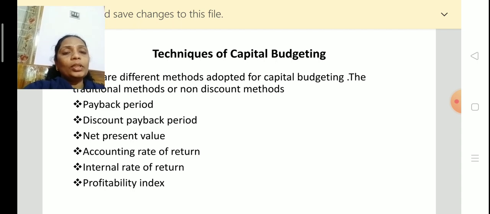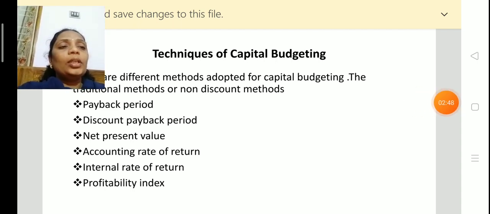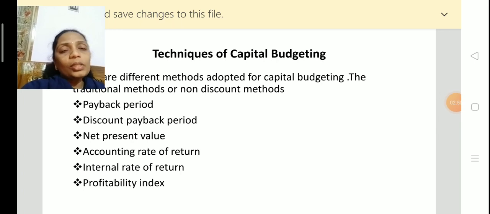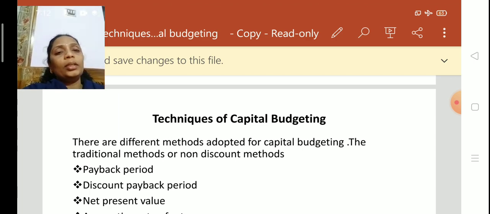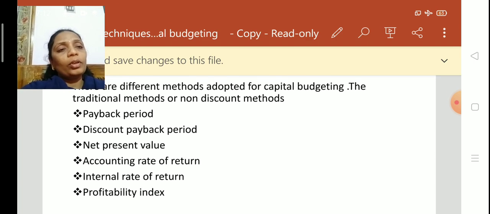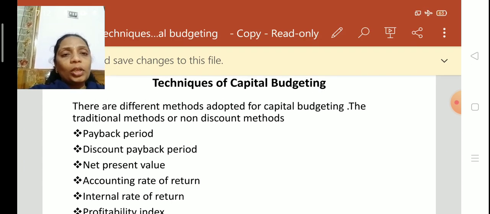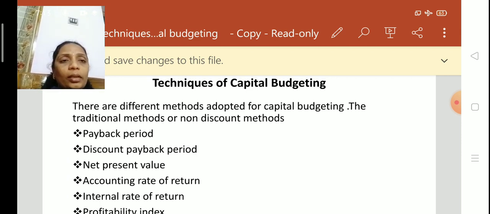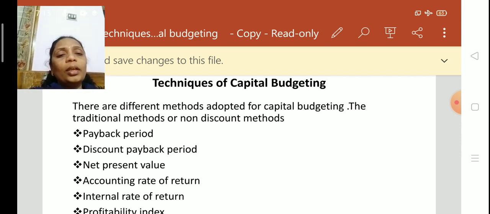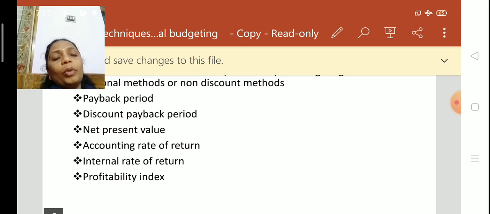Now let me explain the techniques of capital budgeting. There are different methods adopted for capital budgeting: the traditional methods, which are non-discount methods. There are six techniques of capital budgeting: payback period, discount payback period, net present value, accounting rate of returns, internal rate of returns, and profitability index.